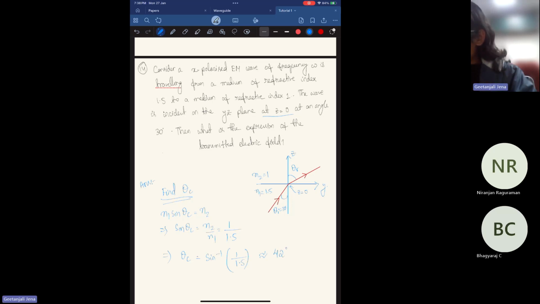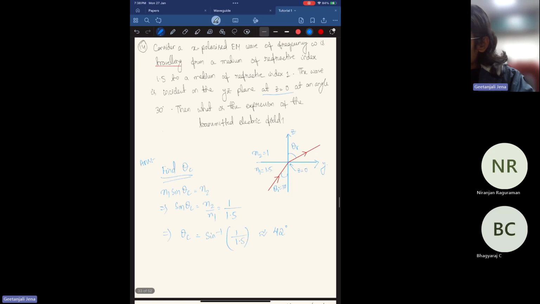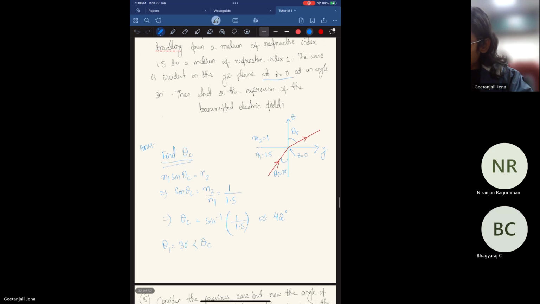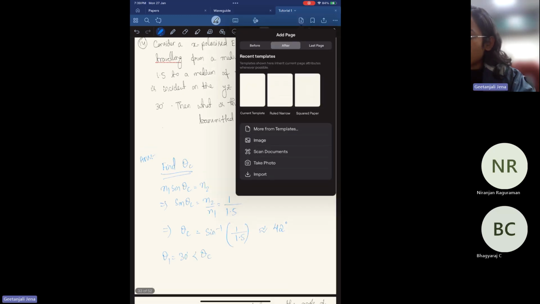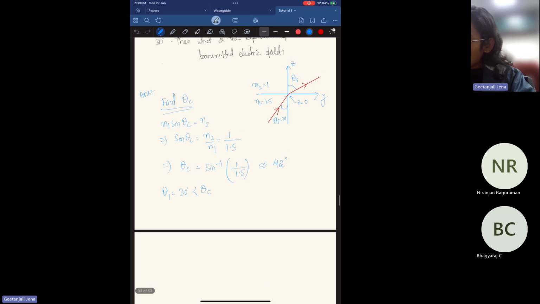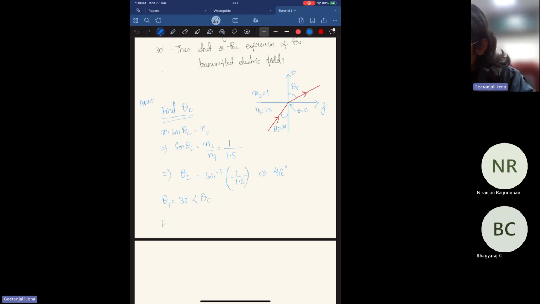Right? And if you see the question, theta I, the angle of incidence, is 30 degrees, which is less than the critical angle. That means the wave will not be evanescent in the second medium, so you can follow the usual procedure. To find the expression, we know that E_z is E_0z e to the power i(k·r minus omega t).